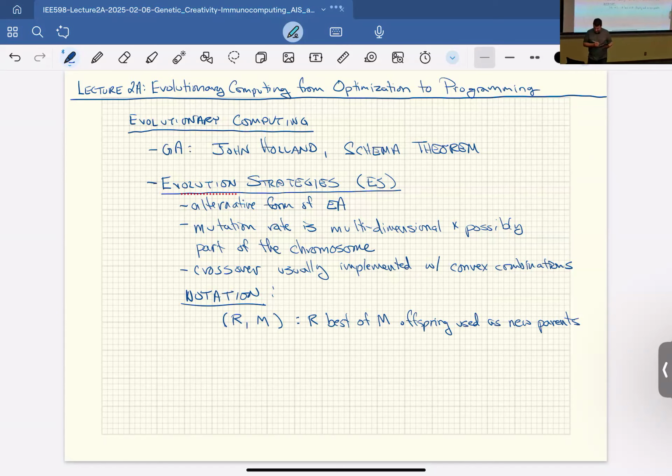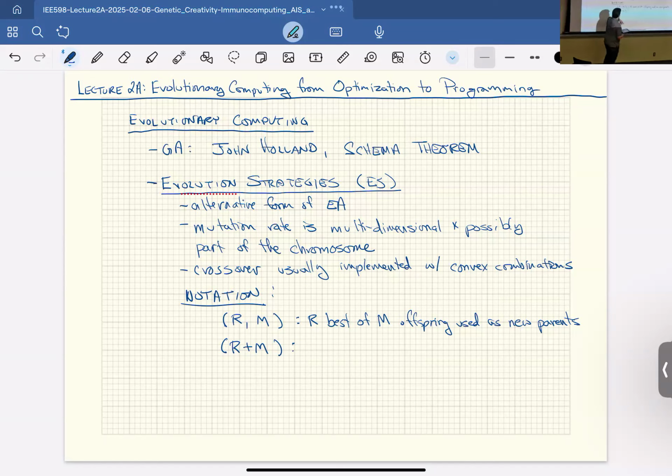The alternative way that you can set up an evolution strategy is R plus M, where basically the parents now compete with the offspring. With R comma M, here you have M offspring, you choose the R best of the new offspring. So you're actually discarding the old parents. You've got the old parents from the previous generation, use them to generate M new offspring, and then of those M new offspring, there's a new set of R best.